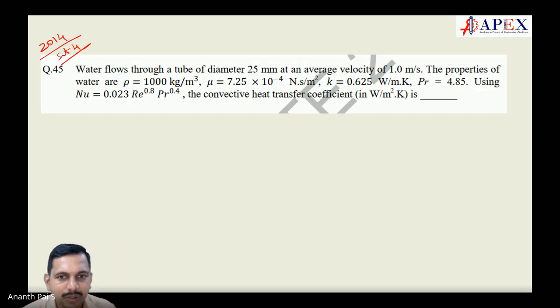Water flows through a tube. Now it is similar, it's tube flow. I agree, but the Nusselt number is given. When you say Reynolds number to the power 0.8, it is turbulent flow. Okay, keep that in mind. It's not laminar flow. And you see Pr raised to 0.4 means it goes with turbulent flow. Power of Reynolds number.